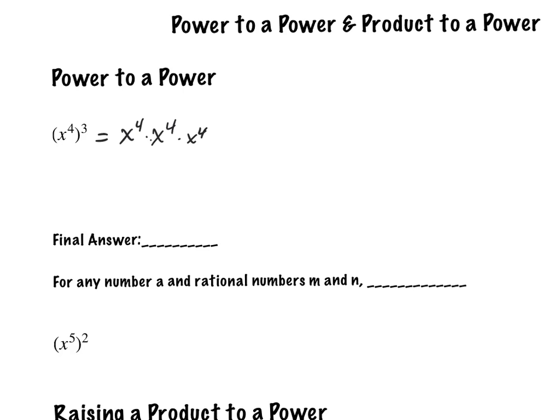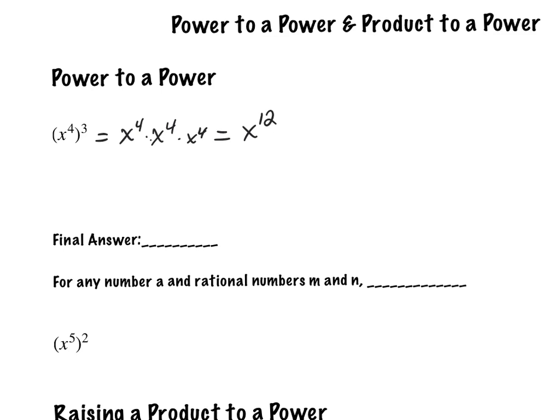So that x to the fourth to the third power tells me x to the fourth times x to the fourth times x to the fourth, right? So if I think about that from yesterday, I'm multiplying powers with the same base, so what's my new exponent going to be? X to the 12.